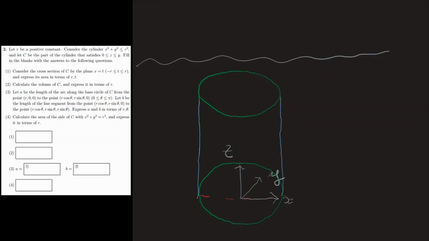So next is the section 2 question, which says, let R be a positive constant. Consider the cylinder x squared plus y squared is less than or equal to r squared, and let C be the part of the cylinder that satisfies 0 is less than or equal to z is less than or equal to y. Fill in the blanks with the answers to the following questions.